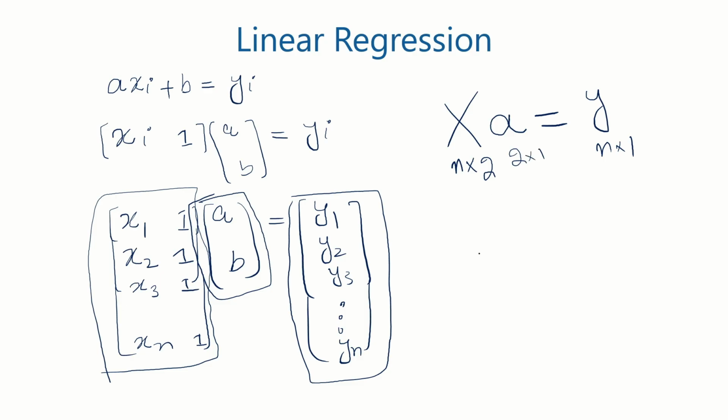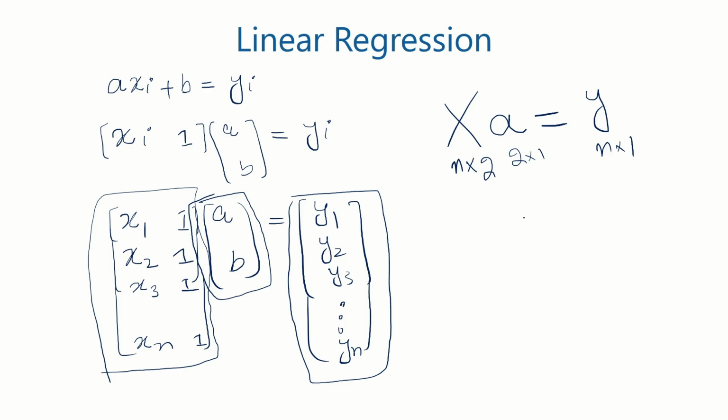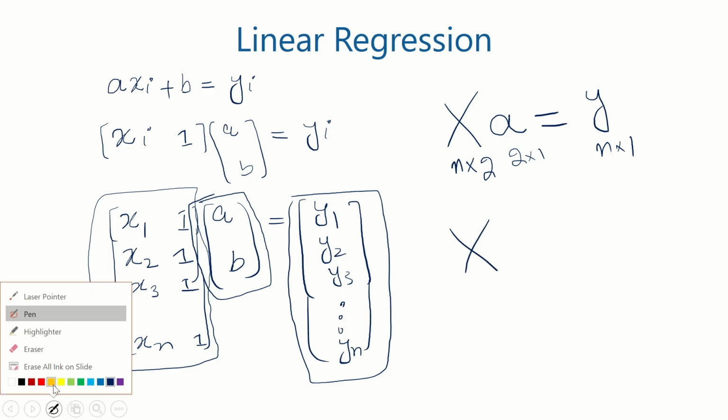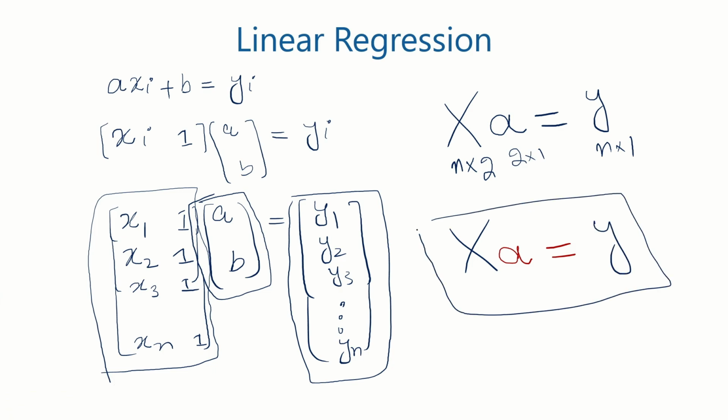So the goal now is really to solve this equation. Let me write the parameters in different colors. X A equals y. So how can we solve this equation?